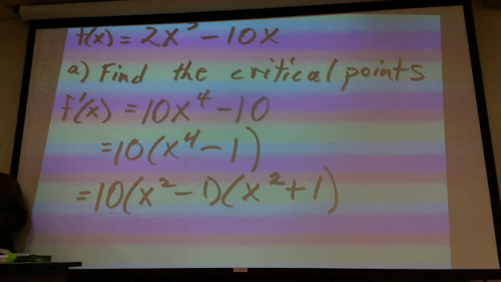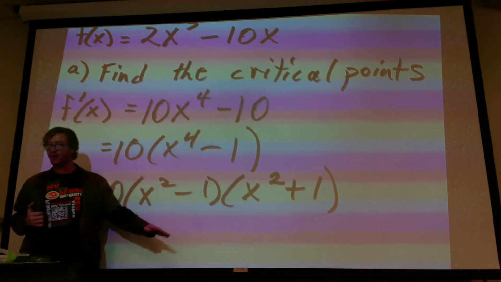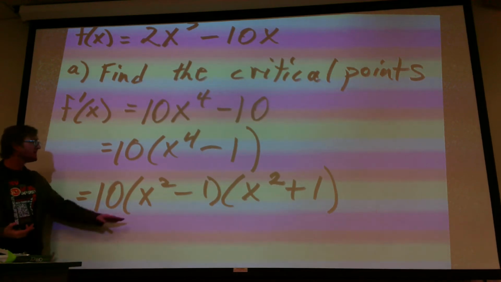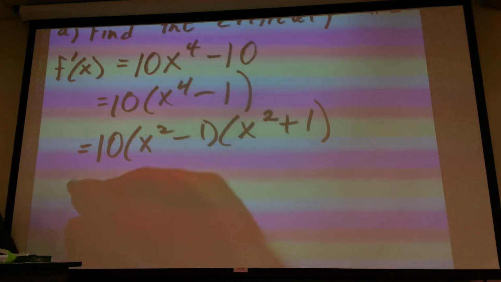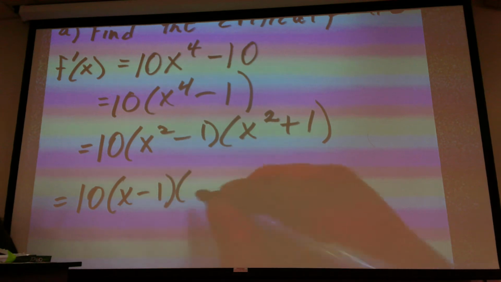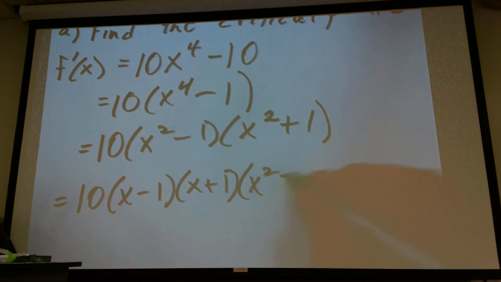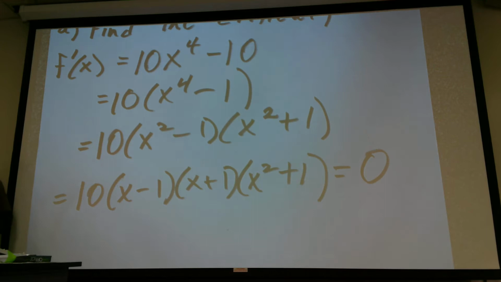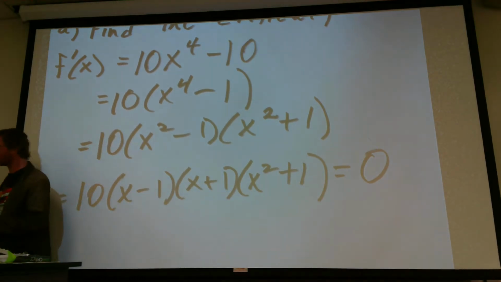Okay, so at this point of the problem, the only way to make that last term into a 0 is to use complex numbers, i or negative i. This can be factored further. So that's going to equal 10 times x minus 1 times x plus 1 multiplied by x squared plus 1. And remember that whenever we're doing this, we're setting the first derivative equal to 0. We're not going to get anything from that last component because it's irreducible.